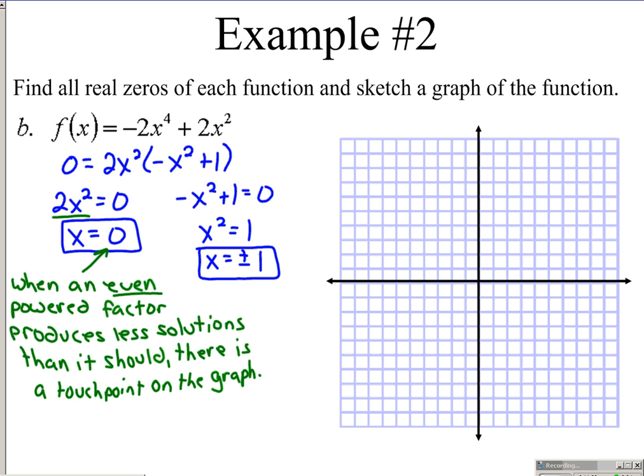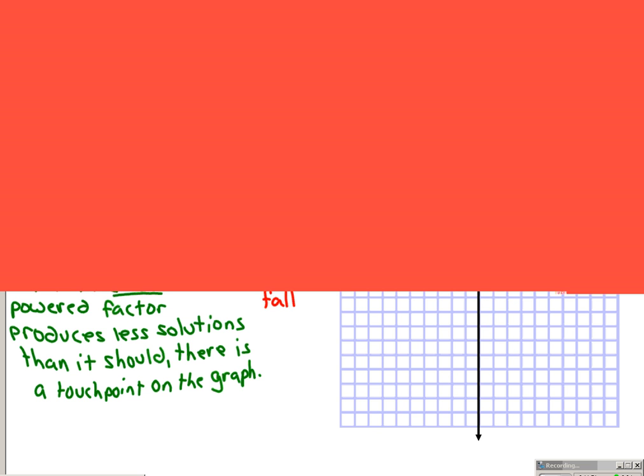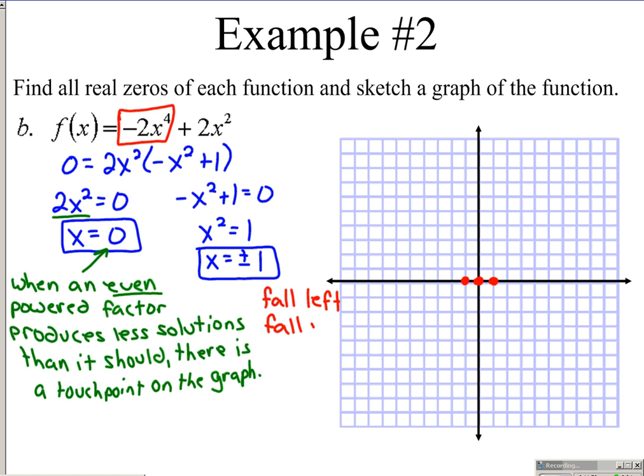So when we go to plot these intercepts at -1, at 0, and at +1, let's check out our left and right behavior. Again, for that, we only look at the first term there. Even powered factor, negative lead coefficient. We know that that falls left and is going to fall to the right. So that means through these last intercepts on the left and the right, our graph has to be going that direction. Now we also know that this solution of 0 is going to create a touch point on our graph.